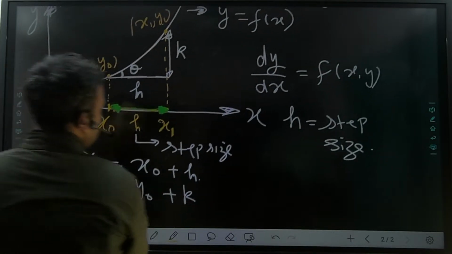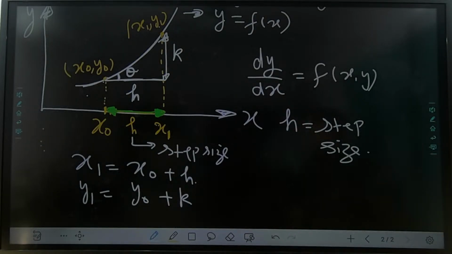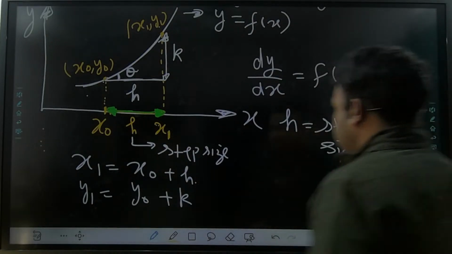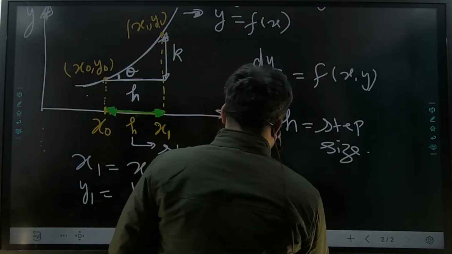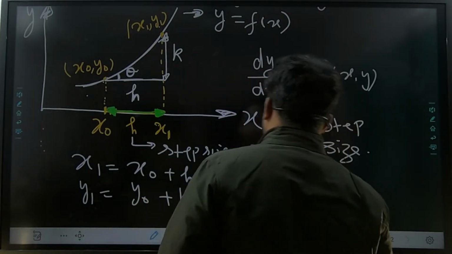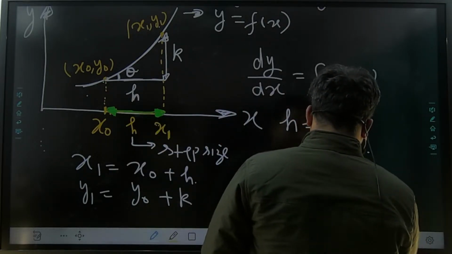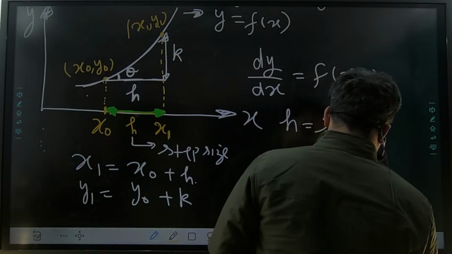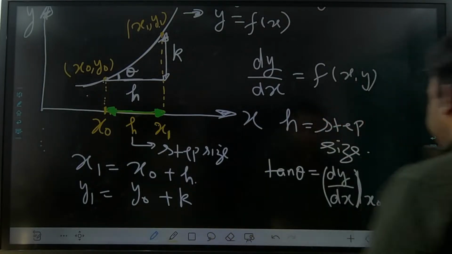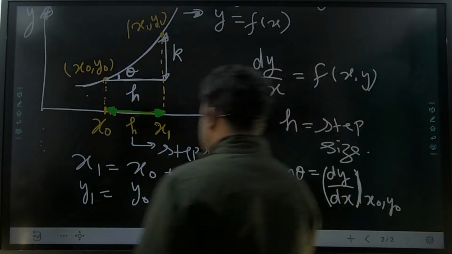Now, if I write tan theta, I know tan theta is nothing but dy by dx. And here if I want to find tan theta, it is dy by dx at x naught, y naught. So I'll get a slope. Slope is nothing but tan of theta, and I want the slope at x naught, y naught, so I'll put dy by dx at x naught, y naught.